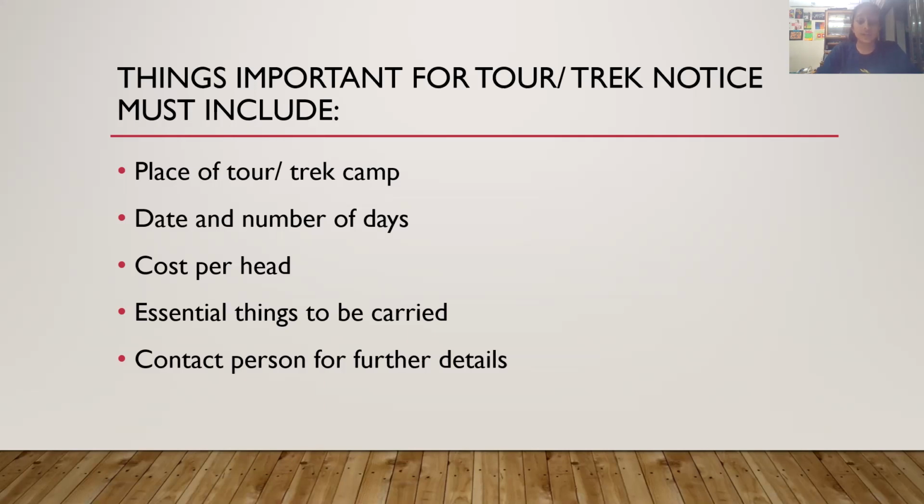Then date and number of days, like how many days you are going to stay over there, for how much time, how many days, how much time, and everything should be mentioned. And it's really very important. Now cost per head. Obviously, if you're arranging something, there are some fees for that. And if not, then you have to mention that it is free for all. And if it costs, then the notice should actually have a particular amount per person.